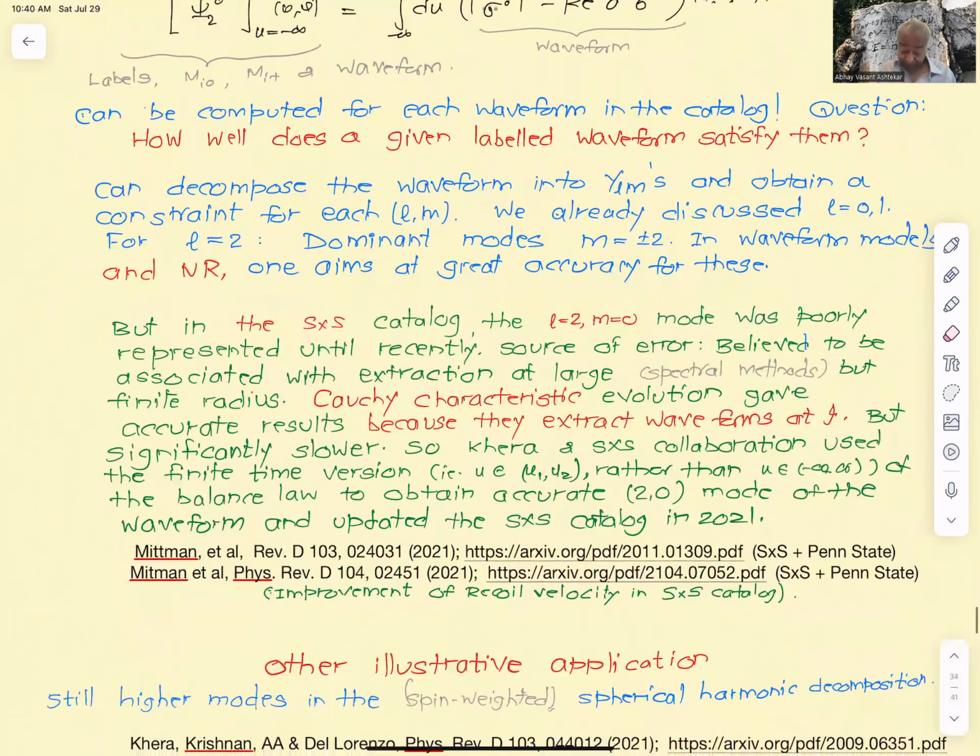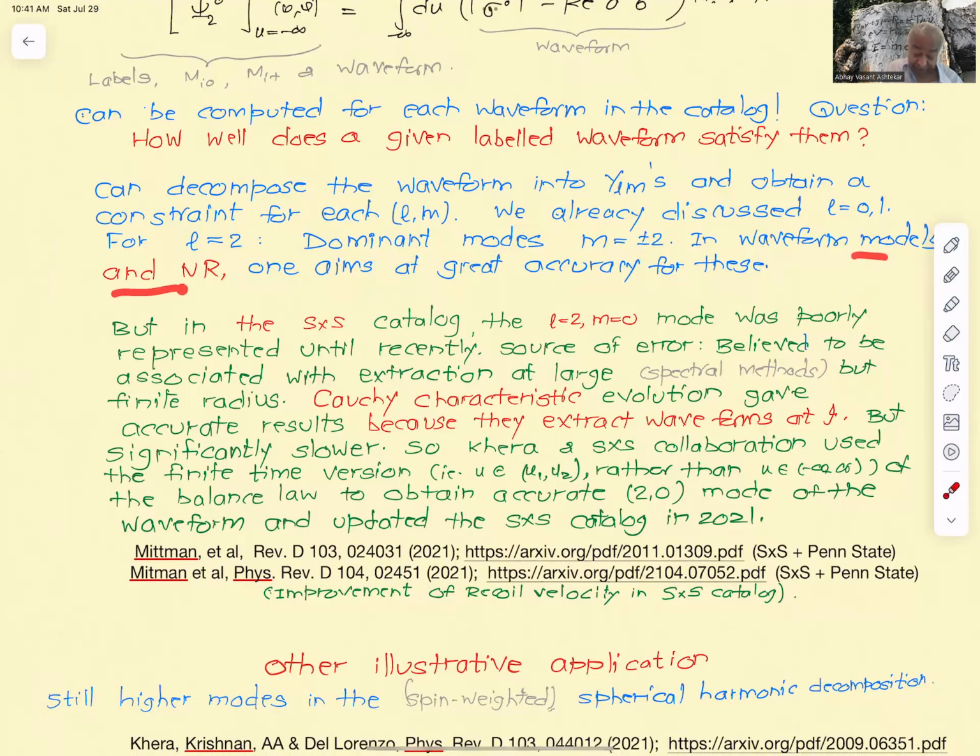And the statement is that one can decompose the waveform into the Y_LM. So we can decompose the waveform into the Y_LMs and obtain a constraint for each LM. We already discussed L equal to 0 and 1. And now for L equal to 2, the dominant modes are plus or minus 2.